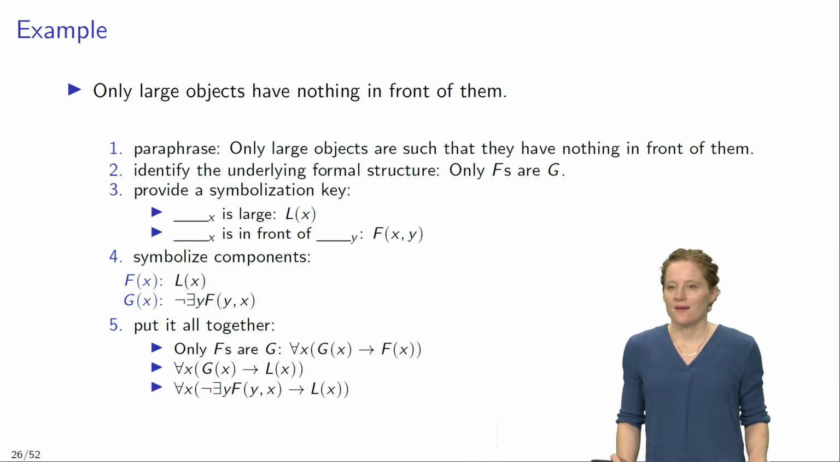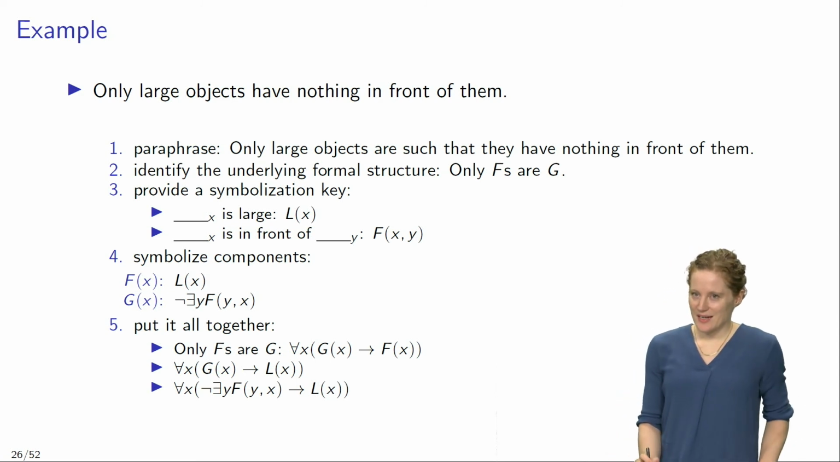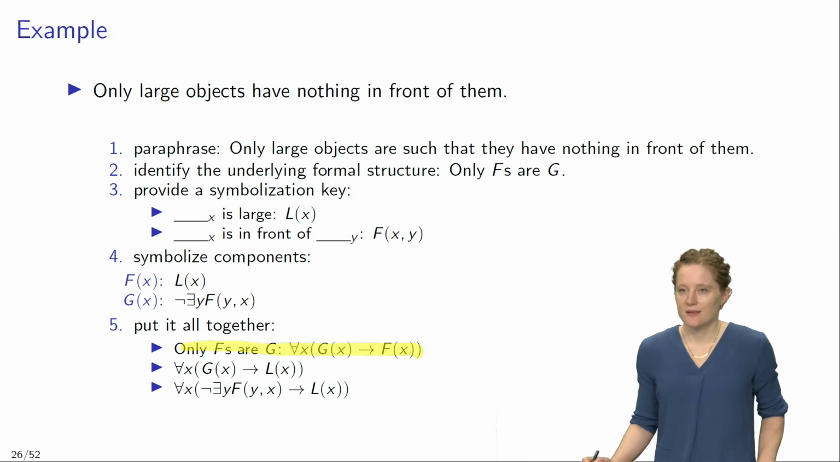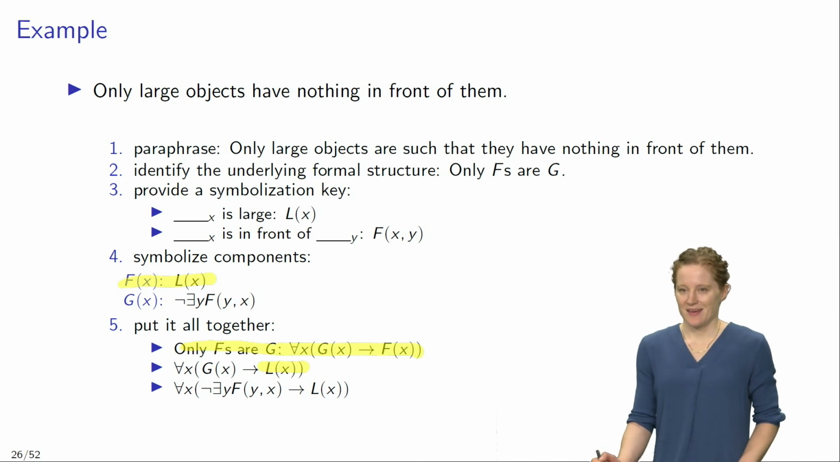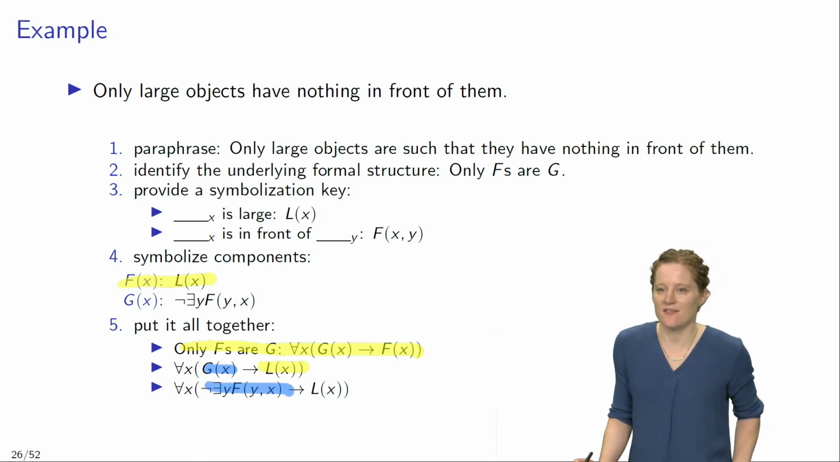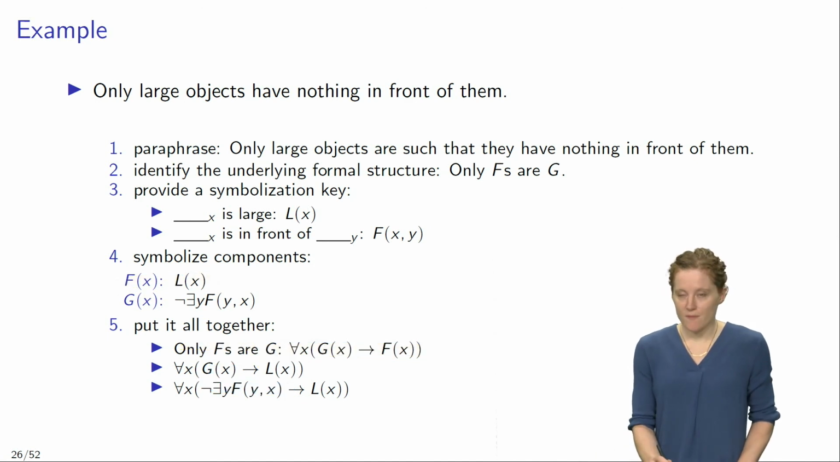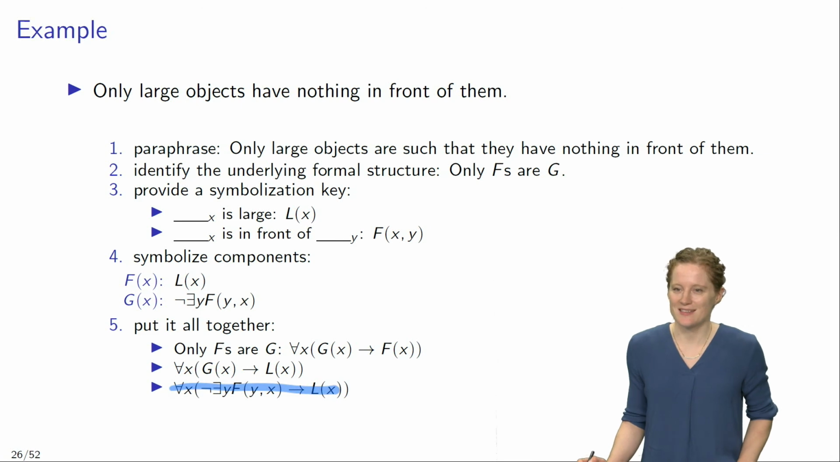And now we can put it all together. I know that I can symbolize sentences of the form only F's are G by means of the universally quantified sentence for all x, if Gx, then Fx. Now I'll first substitute F with the predicate L, since that was my choice when I symbolized the components of my sentence. And next I'm going to substitute Gx by means of the formula: it's not the case that there's a y such that Fyx. And that gives me my final sentence. For all x, if it's not the case that there is a y such that Fyx, then Lx. Or more informally, more colloquially, for all x, if x has nothing in front of it, then x is large.